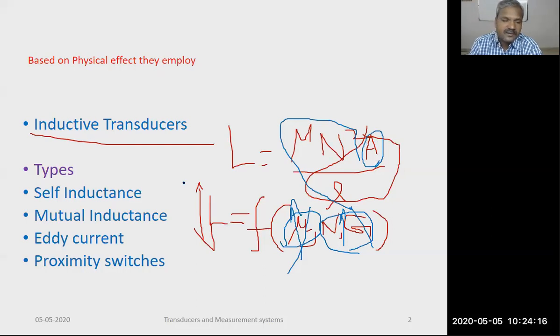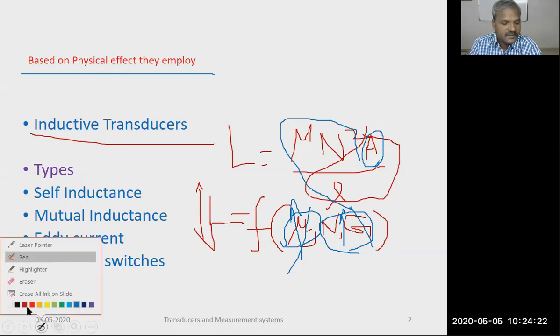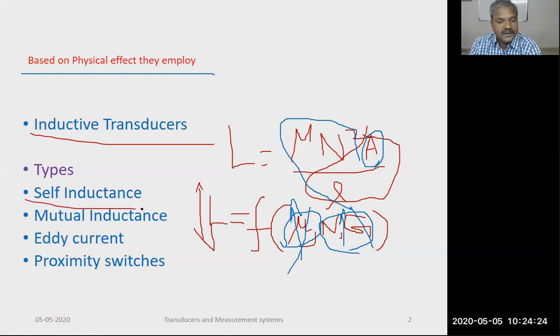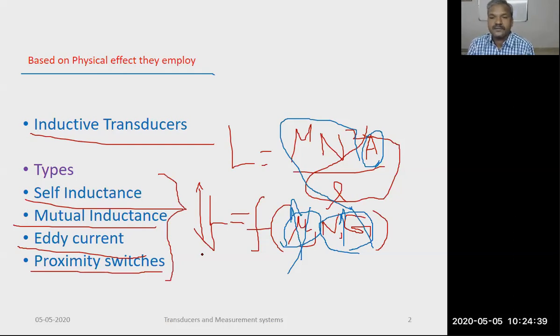Based on the physical effect, you can have self-inductance, mutual inductance, and eddy current. This eddy current is also called Foucault current transducers. Then proximity switches. So these four types are very important for us.